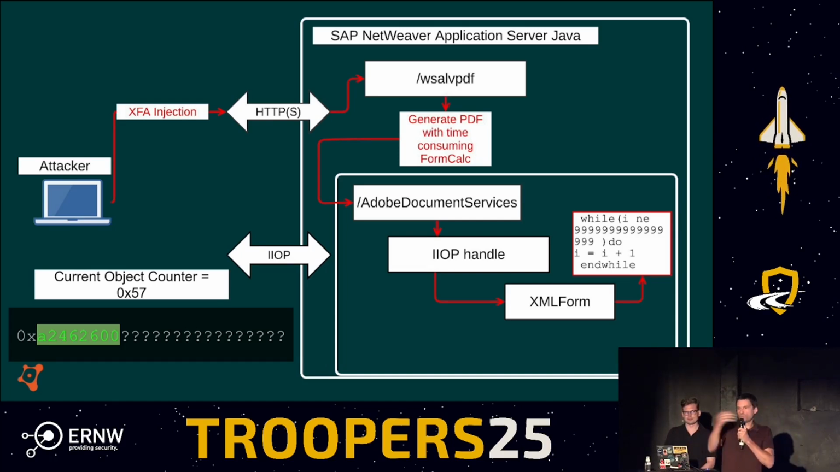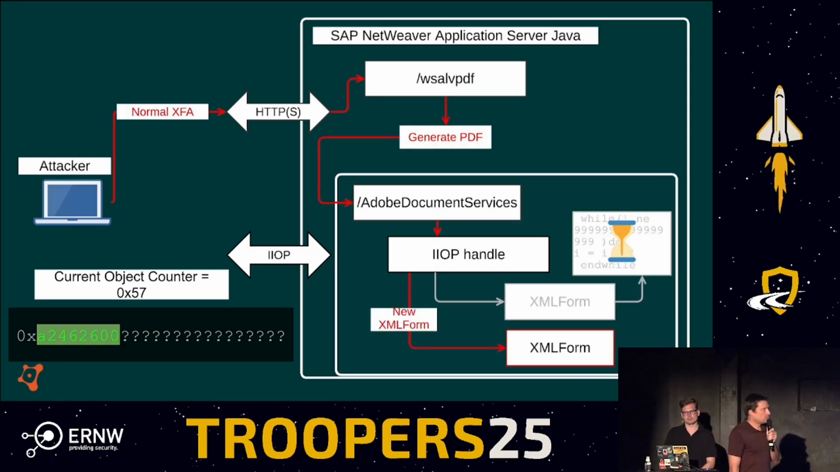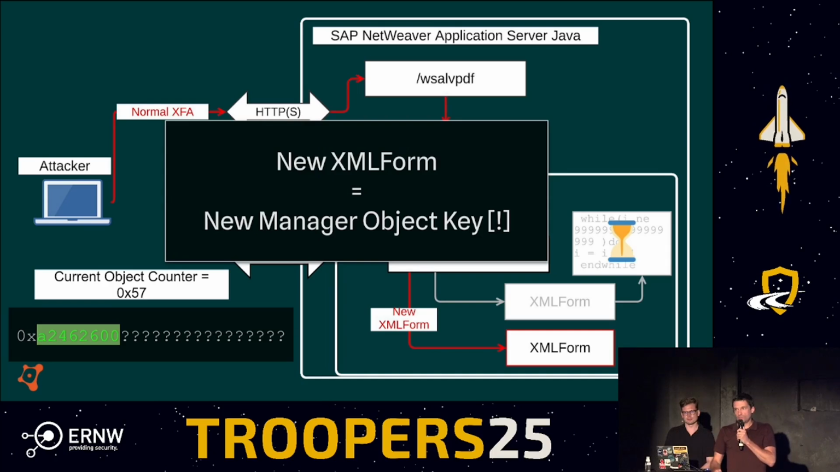After 1 minute, you receive an HTTP timeout. But we figured out that the XML form still continues to process. So we send another XFA request. And what is very important to understand is, at this time, Adobe Document Services creates a new XML form. It just spawned a new one, because the first one is completely busy. A new XML form means a new object key, the object manager key we look for.